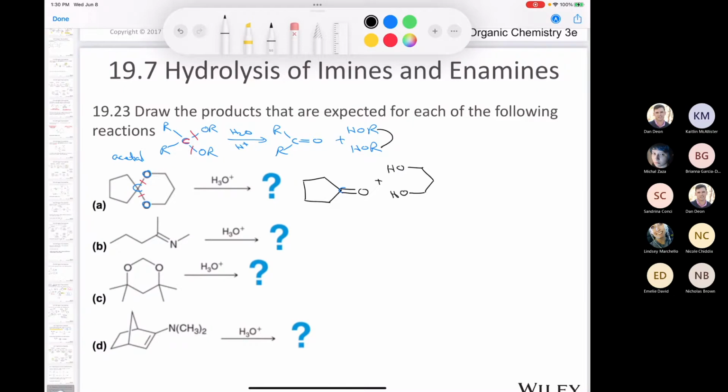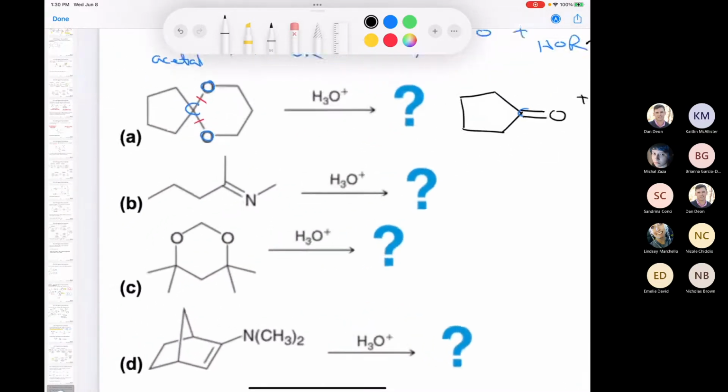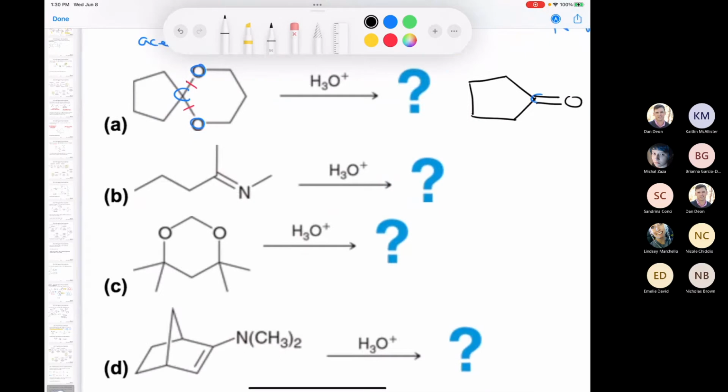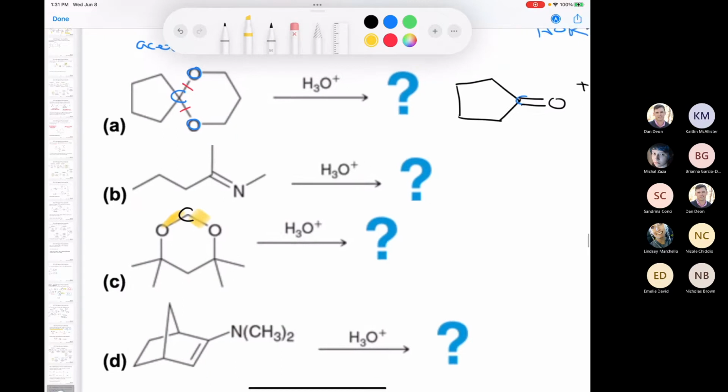Okay, well then I'm going to skip B for now, and let's go straight to C, and then we're going to come back to B immediately. So let's take a look at C. You notice that this carbon here is the one that's attached to both oxygens, right? So that is the carbon that supplies the carbonyl. And the rest is where the alcohols come from. So our alcohols, again, are going to be tethered together in a chain, like this.